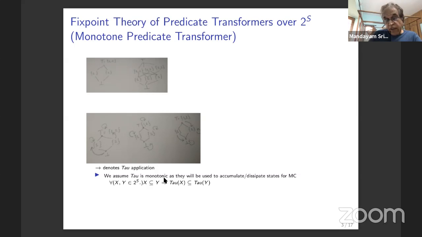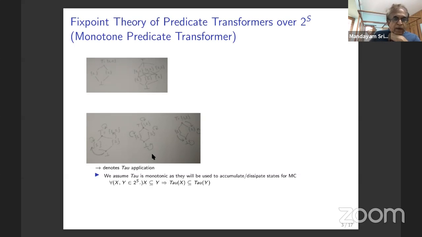We assume that it's monotonic because, as I said, we accumulate states as we do reachability analysis, or we can also do it by removing states. In either case, the tau that we are interested in is assumed to be monotonic, which means it satisfies this property: if set x is less than or equal to y, then tau of x is also less than or equal to tau of y.